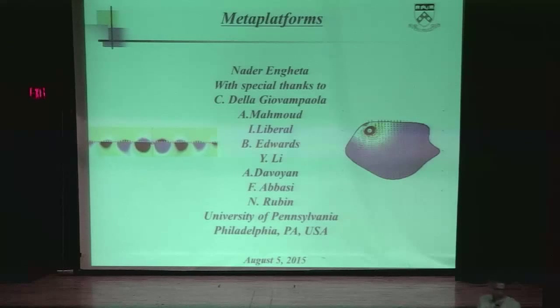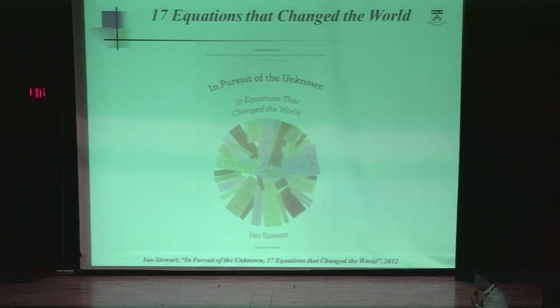So just out of curiosity, I decided to Google to see what other sets of equations are considered to be very exciting to the development of the human endeavor and technology. As I was Googling, I came across this book by Ian Stewart, a mathematician and science writer, entitled In Pursuit of the Unknown: 17 Equations That Changed the World. In chronological order, I'm going to show you quickly what these equations are.